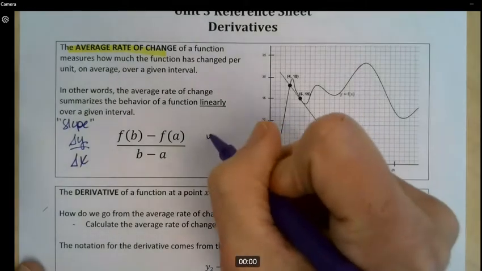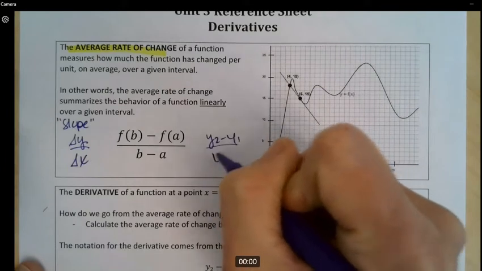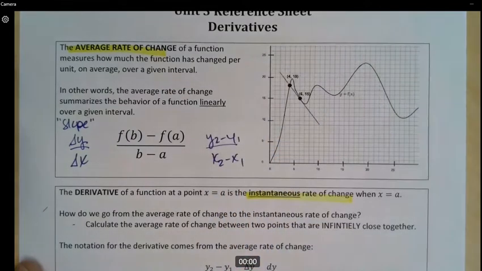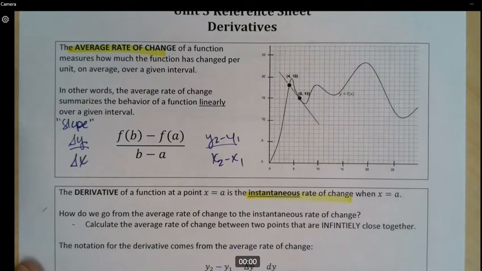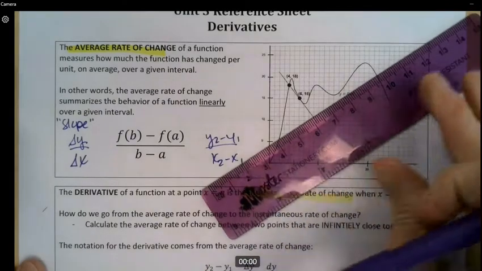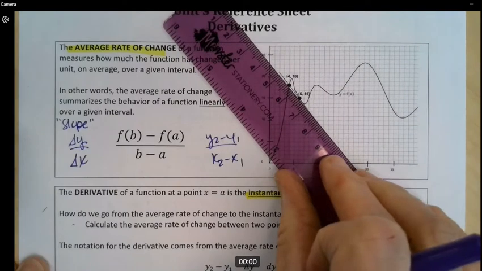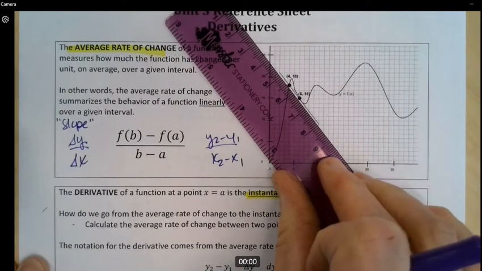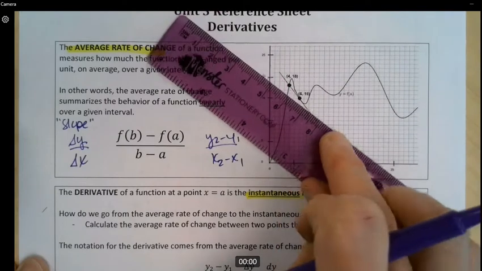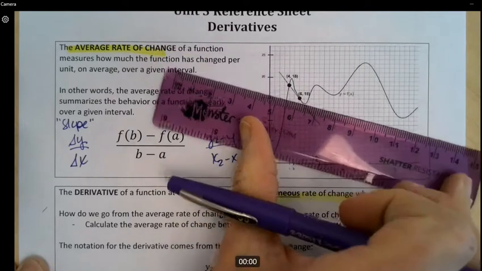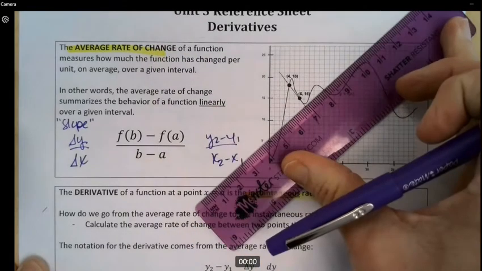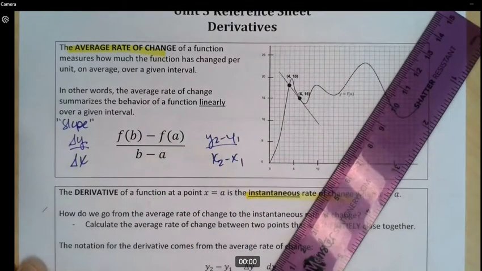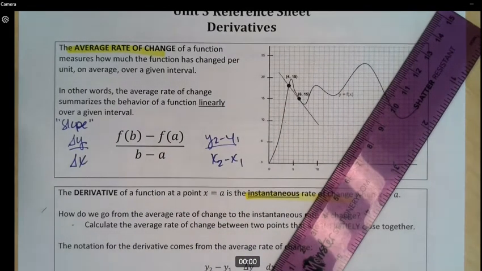So in my Algebra 1 days, I did y2 minus y1 over x2 minus x1. And it doesn't matter where I find my average rate of change. When I take the distance between the x's and the distance between the y's and I compare them, then I can go ahead and see each of these average rates of change. The problem with this story is it works great in the linear scenario, but that's so Algebra 1, and we're so far beyond that.